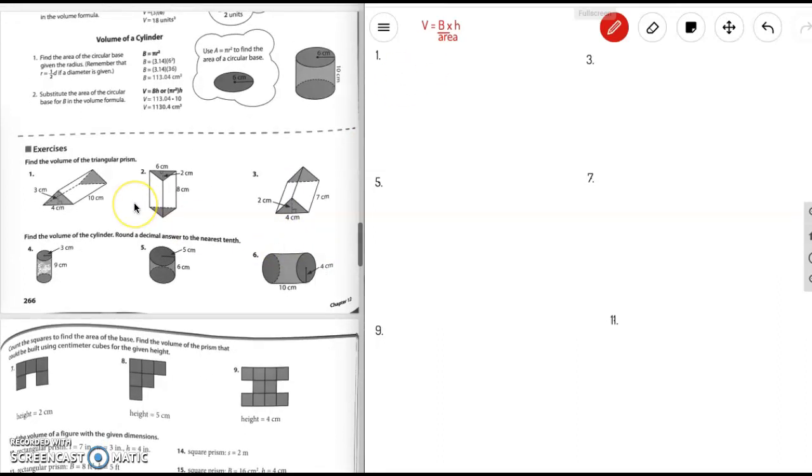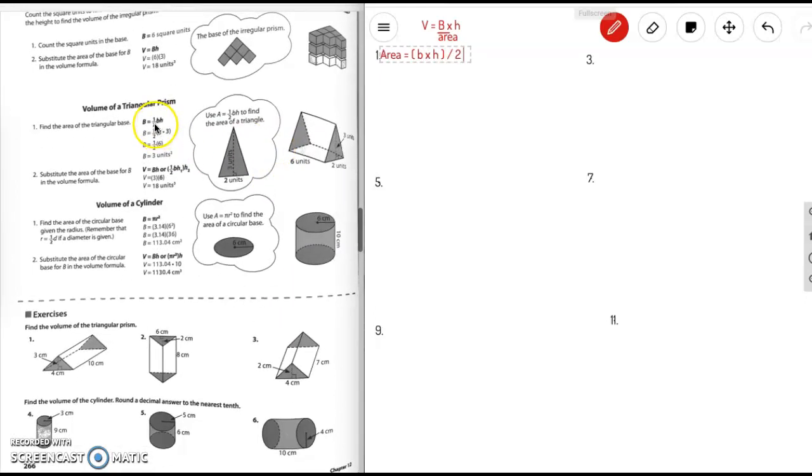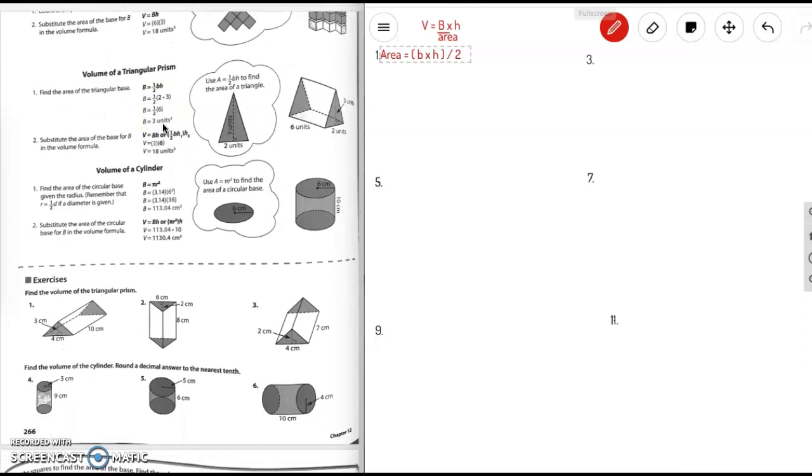All right, so for example, find the volume of the triangular prism. To find this, we need to know the area. We need to know the formula to find the area of a triangle. So remember, the area is base times height divided by 2, or half times base times height. Yields the same answer. So essentially what we're going to be doing is all of this times height to find the volume. So let me give you an example. The base is a triangle.